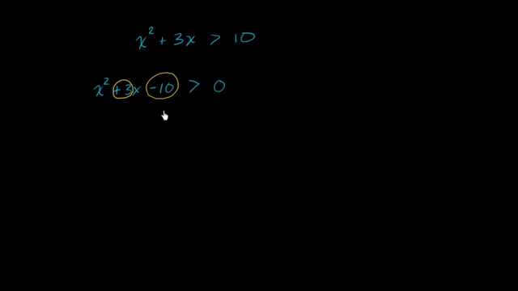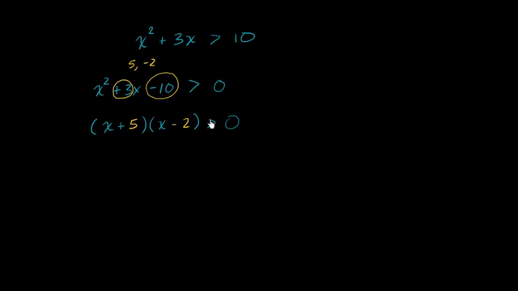And we've had a lot of practice doing this. If you think about the factors of 10, it's 1, 2, 5, and 10. 2 and 5 seem tempting because their difference is 3. So if you have positive 5 and negative 2, that seems to work out. Positive 5 and negative 2. Their product is negative 10. Their sum is positive 3. So we could rewrite this as x plus 5 times x minus 2 is going to be greater than 0.